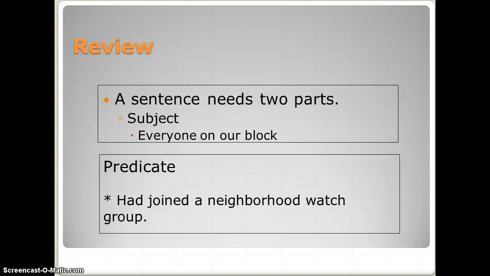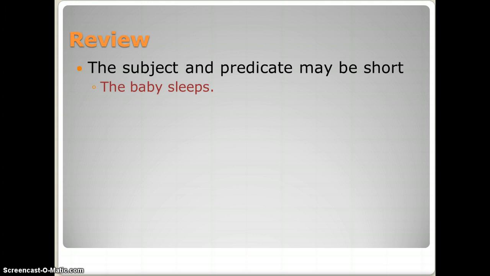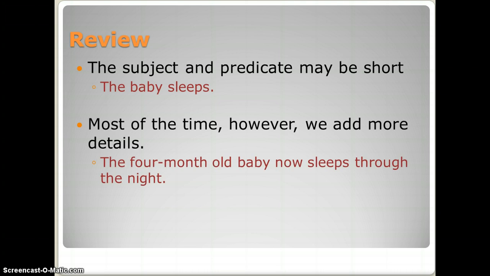So let's review. A sentence needs two parts. A subject, everyone on our block, and a predicate or verb, had joined a neighborhood watch group. The subject and predicate may be short. The baby sleeps. Our subject would be baby and the predicate is sleeps. But most of the time, however, we add more details. This makes our writing much stronger.